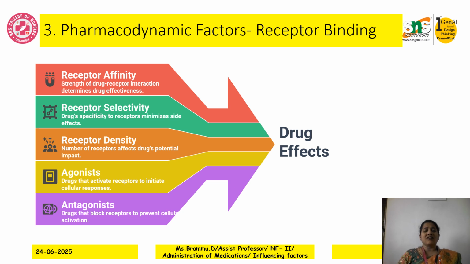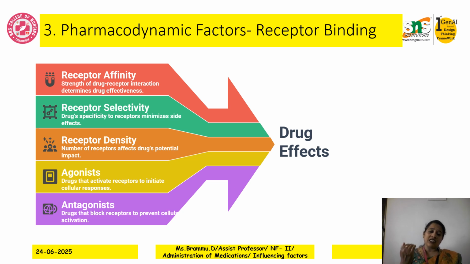So some of the drug factors, or what we call the receptor binding capacity, depend upon the receptor affinity, selectivity, density, agonist and antagonist. An agonist is a drug that produces a cellular response. For example, you take a pill for fever to reduce the temperature. So you give an antipyretic. It's doing the exact action.